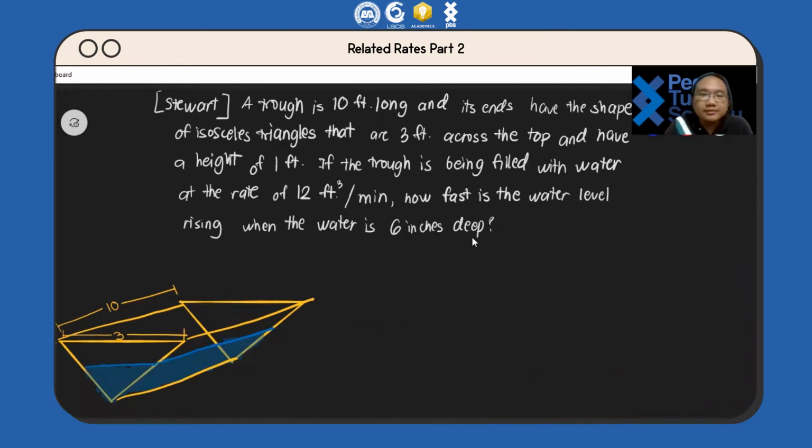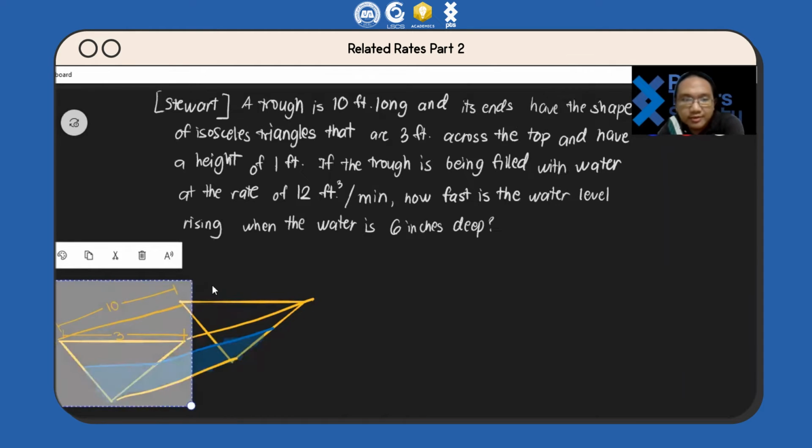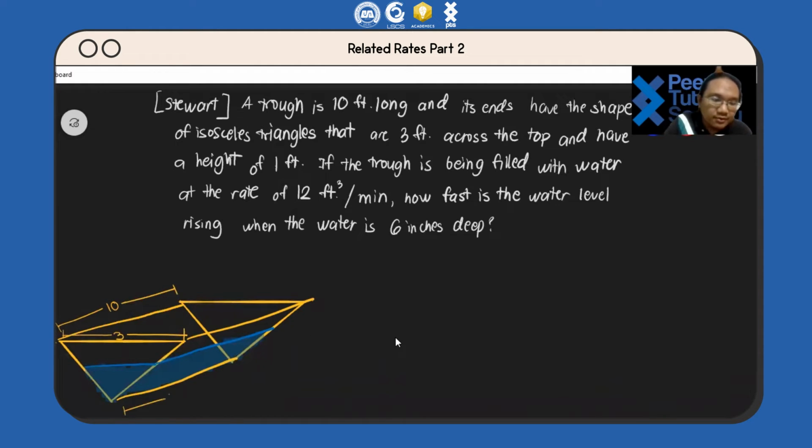So as not to clutter the figure, perhaps it would be better if we just have the 10 feet over here. It's the same thing after all, just so the figure is not cluttered. Aesthetics only. Okay, let's delete this. Okay, better.